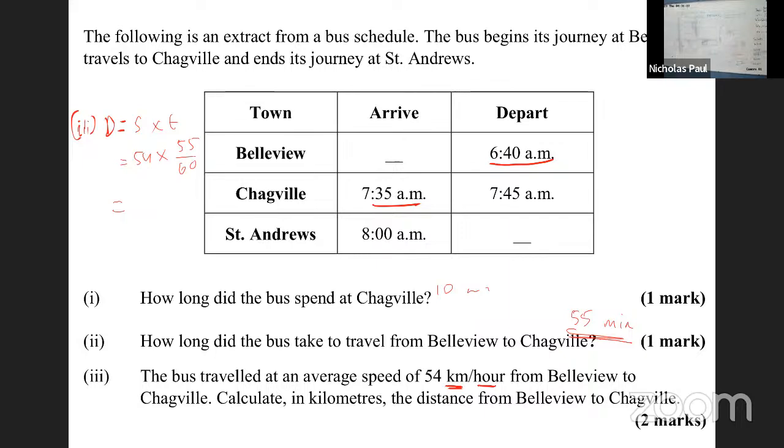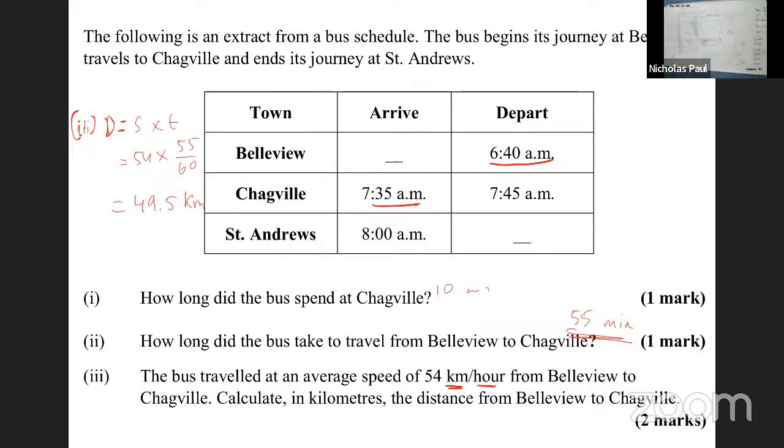How much? 49.5. Hey, did you work it out? 49.5 what? What's the SI unit? No, just kilometers, right? Because it's distance.